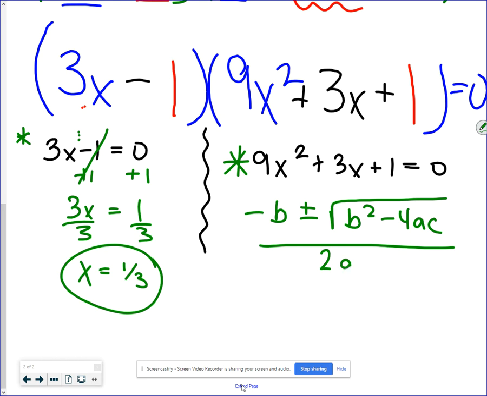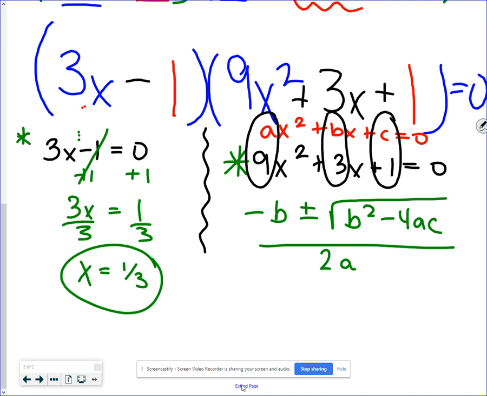So again, if you forgot the quadratic formula, there it is. How do you get the values of a, b, and c? Well, you get that from the standard form. The standard form is ax squared plus bx plus c equals 0. So as you can see, a is 9, b is 3, and c is 1. So we're just going to plug these values into the quadratic formula.